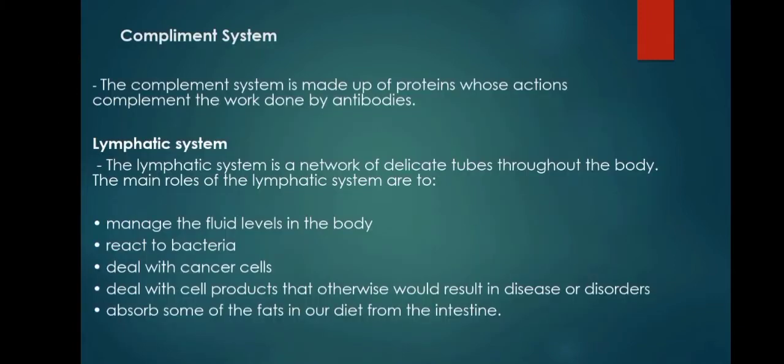The next one is the complement system. The complement system is made up of proteins whose actions complement the work done by antibodies. And the lymphatic system is a network of delicate tubes throughout the body. The main roles of the lymphatic system are to manage the fluid levels in the body, react to bacteria, deal with cancer cells, deal with cell products that otherwise would result in disease or disorders, and lastly, absorb some of the fats in our diet from the intestine.